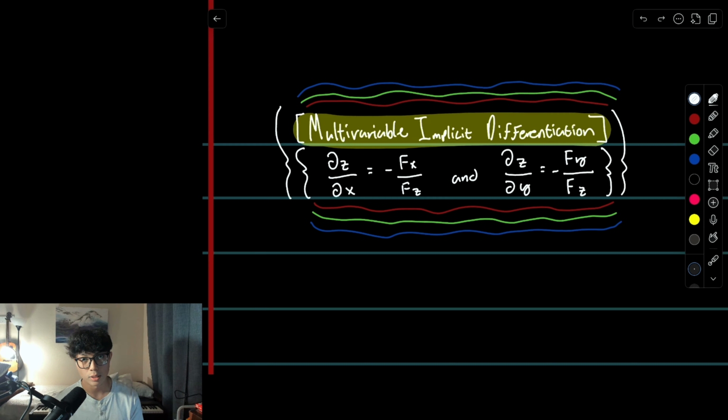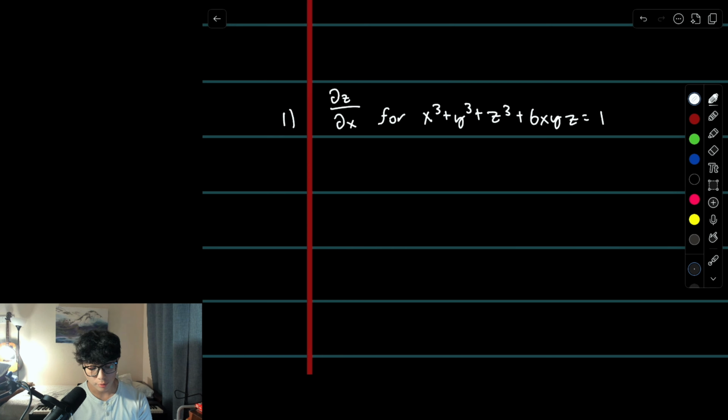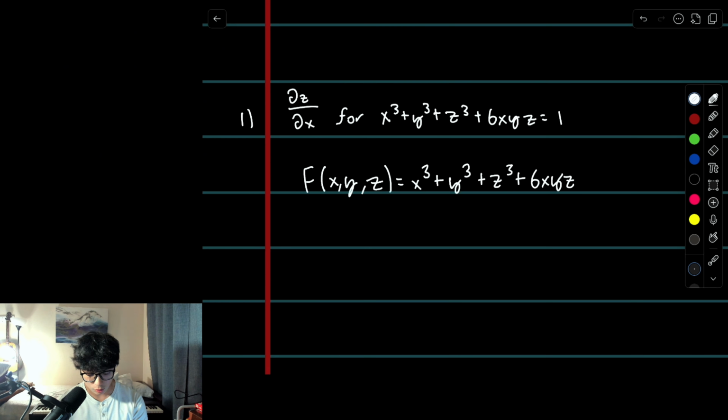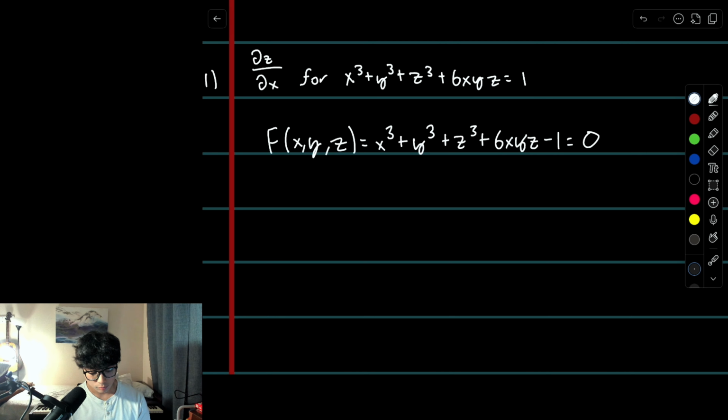So let's get into an example. Our first problem asks, find the del z over del x for x cubed plus y cubed plus z cubed plus 6xyz equals 1. Now the first thing to do is to set this to 0, which we can do by writing out the equation and subtracting the right side from the left side, which is just -1 equals 0.